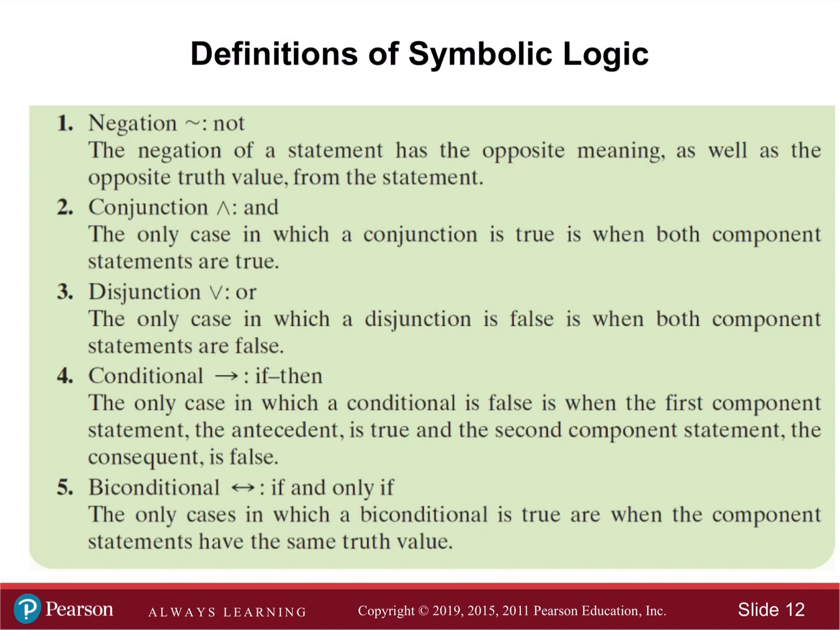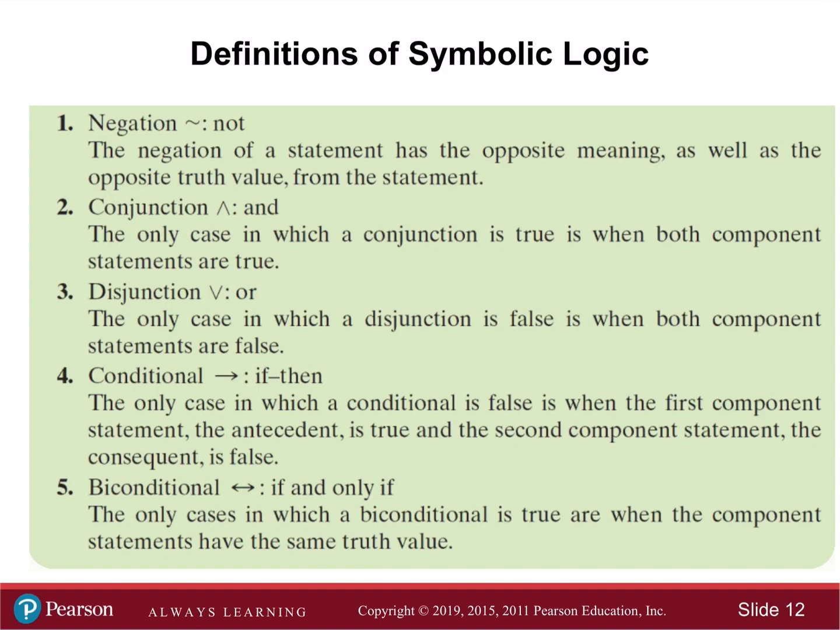A conjunction is true only when both component statements are true, right? Disjunction: the only case in which a disjunction is false is when both components are false. In other words, if at least one of them is true, then it's true. For the conditional, it's always true except true implies false. The only case in which a conditional is false is when the first component is true and the second component is false.